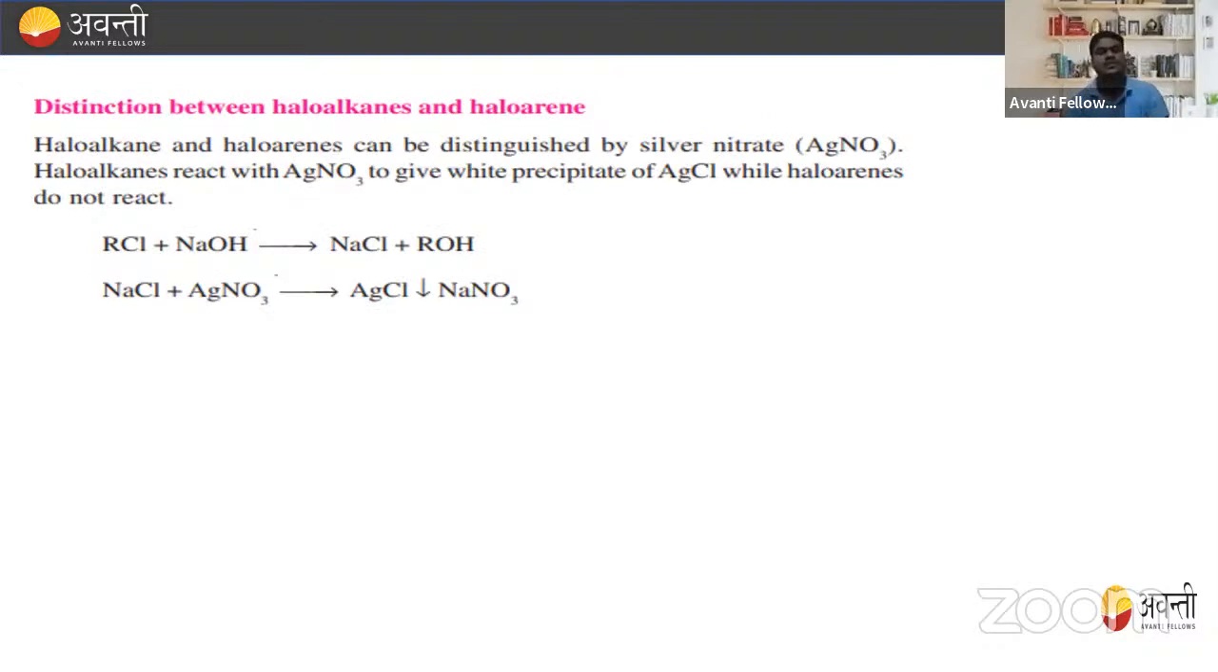Now, what is the distinction between haloalkanes and haloarenes? They can be distinguished by the silver nitrate AgNO3 test. Haloalkanes react with AgNO3 to give a white precipitate of AgCl, while haloarenes do not react.